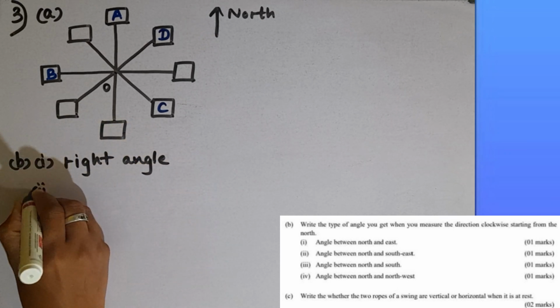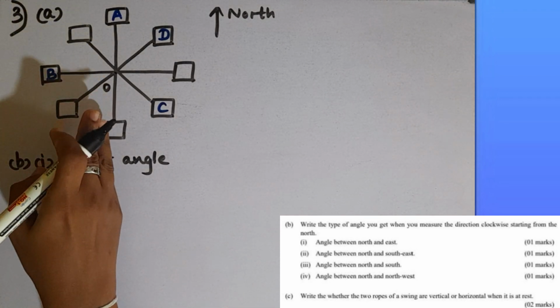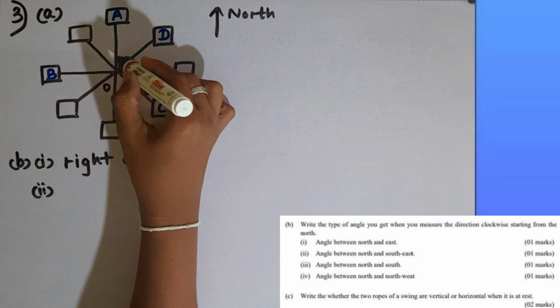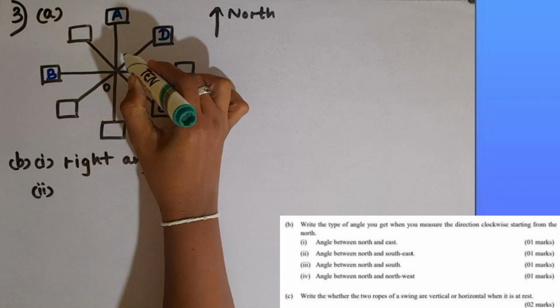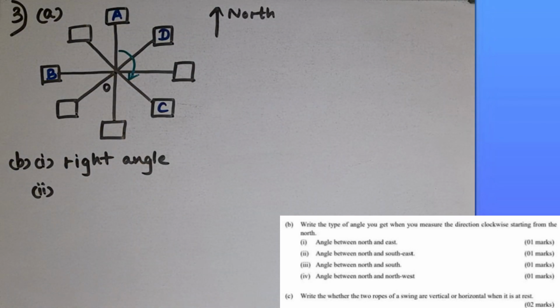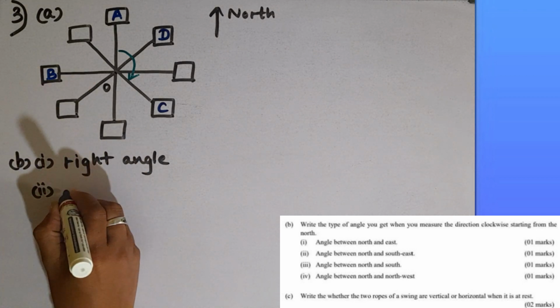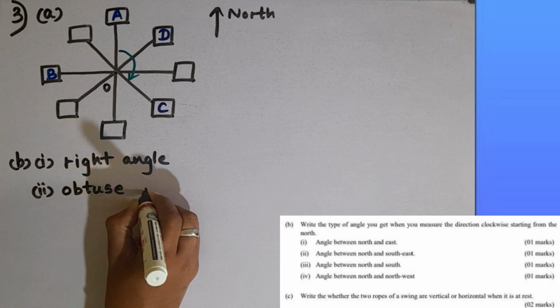Then in second one, angle between north and southeast. North and southeast is here. So we have to measure the angle in this direction clockwise. So this is the angle you have to take. What is this angle? An obtuse angle. Obtuse angle is the answer.